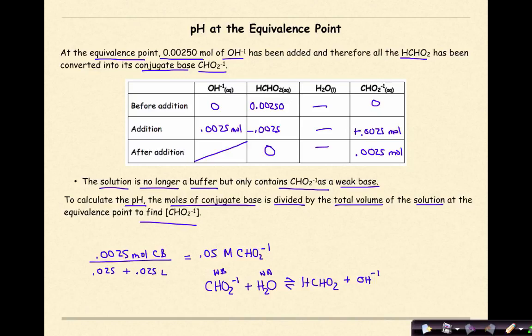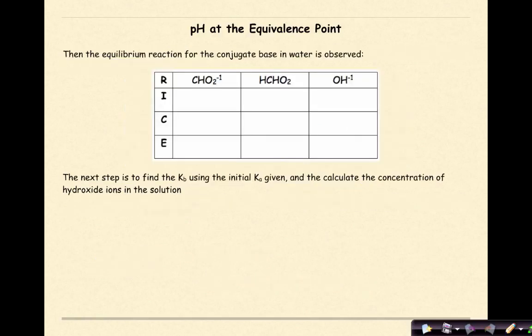And we know that these amounts will be relatively low, but we need that. We need that because we are trying to figure out how much hydroxide ions are in solution, because if we can do that, we can find hydrogen, and then we can figure out the pH. So what we just looked at was the equilibrium reaction for the conjugate base in water. So initially, from the concentration of our conjugate base, we know that we're starting out with 0.05 molar of our CHO2 minus 1.